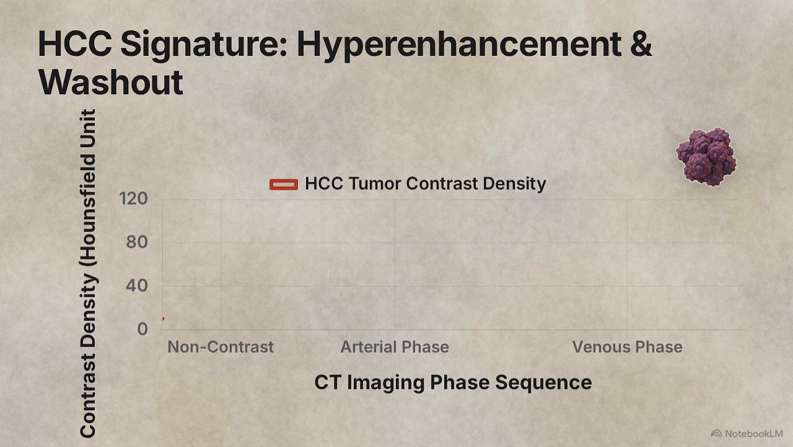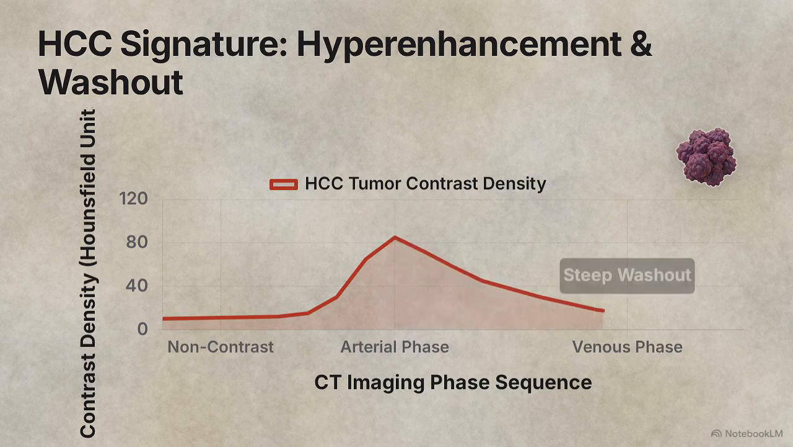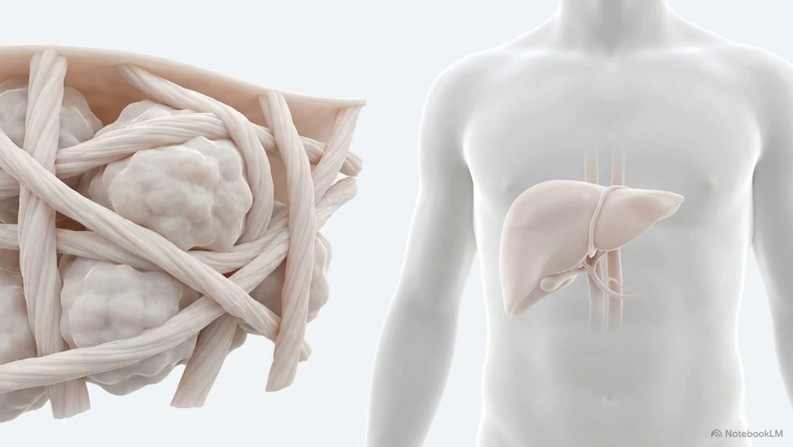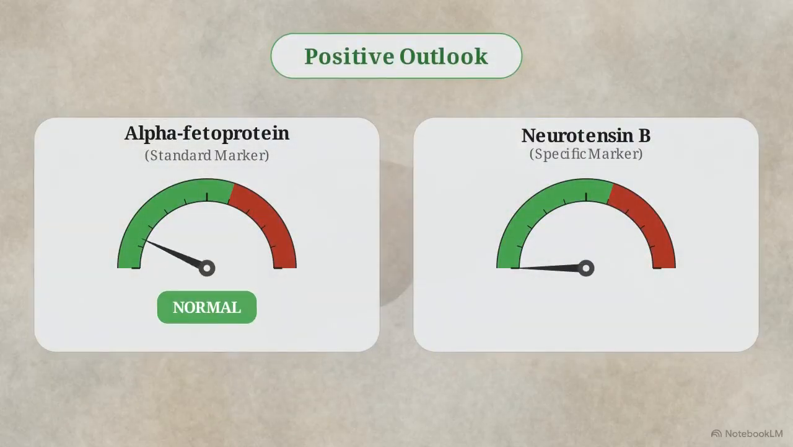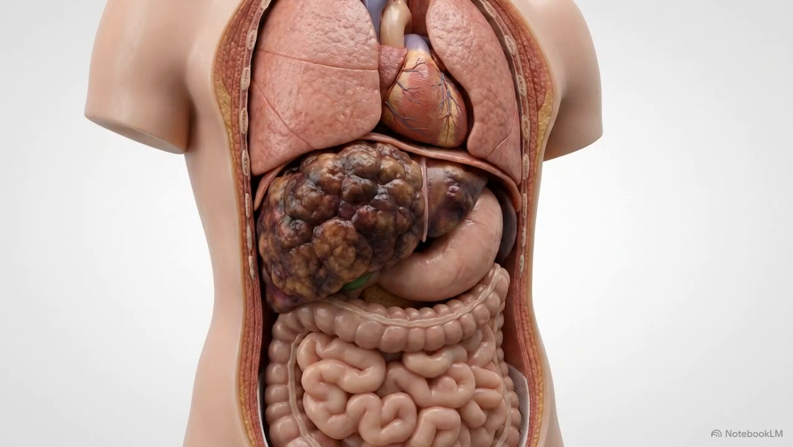Returning to our comparative imaging matrix, we can see the absolute diagnostic hallmark of classical HCC. The tumor exhibits a sharp arterial phase hyperenhancement, followed by an early, steep washout in the venous phase. There is a distinct fibrolamellar variant of HCC that behaves differently. It occurs in young patients with non-cirrhotic livers. It carries a better prognosis, its AFP levels remain normal, and it is marked instead by elevated neurotensin B. In pediatric patients, the most common primary tumor is the hepatoblastoma.